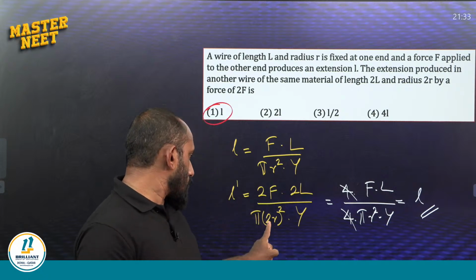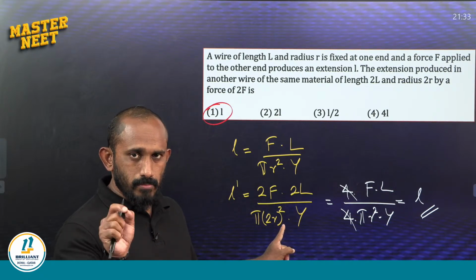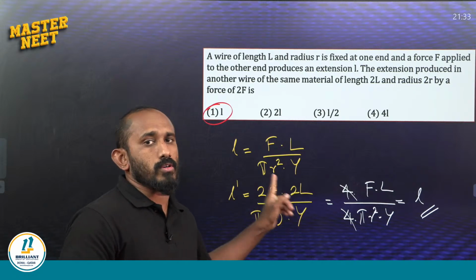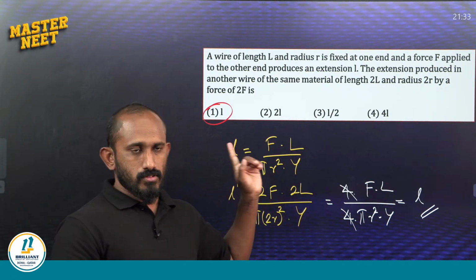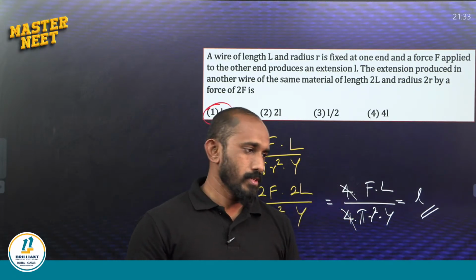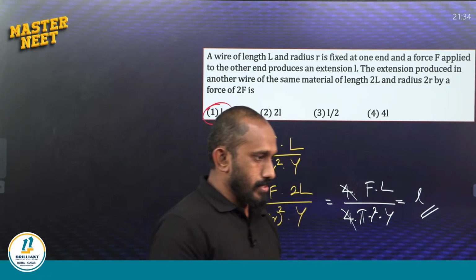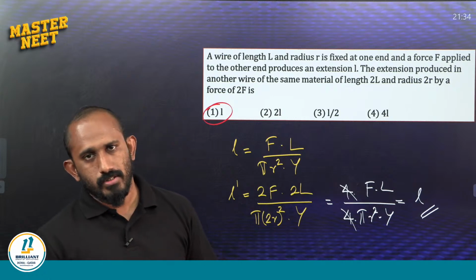You take care, this 2R, the whole square you should write. Sometimes students used to make mistake there, 2 into R square will write, but it is 2R the whole square. Okay, fine. So 4 times and 4 cancels. Hope all of you got it. Yeah, great. Next, you got the correct, no? Yes, correct. It's A. Kavi got it.